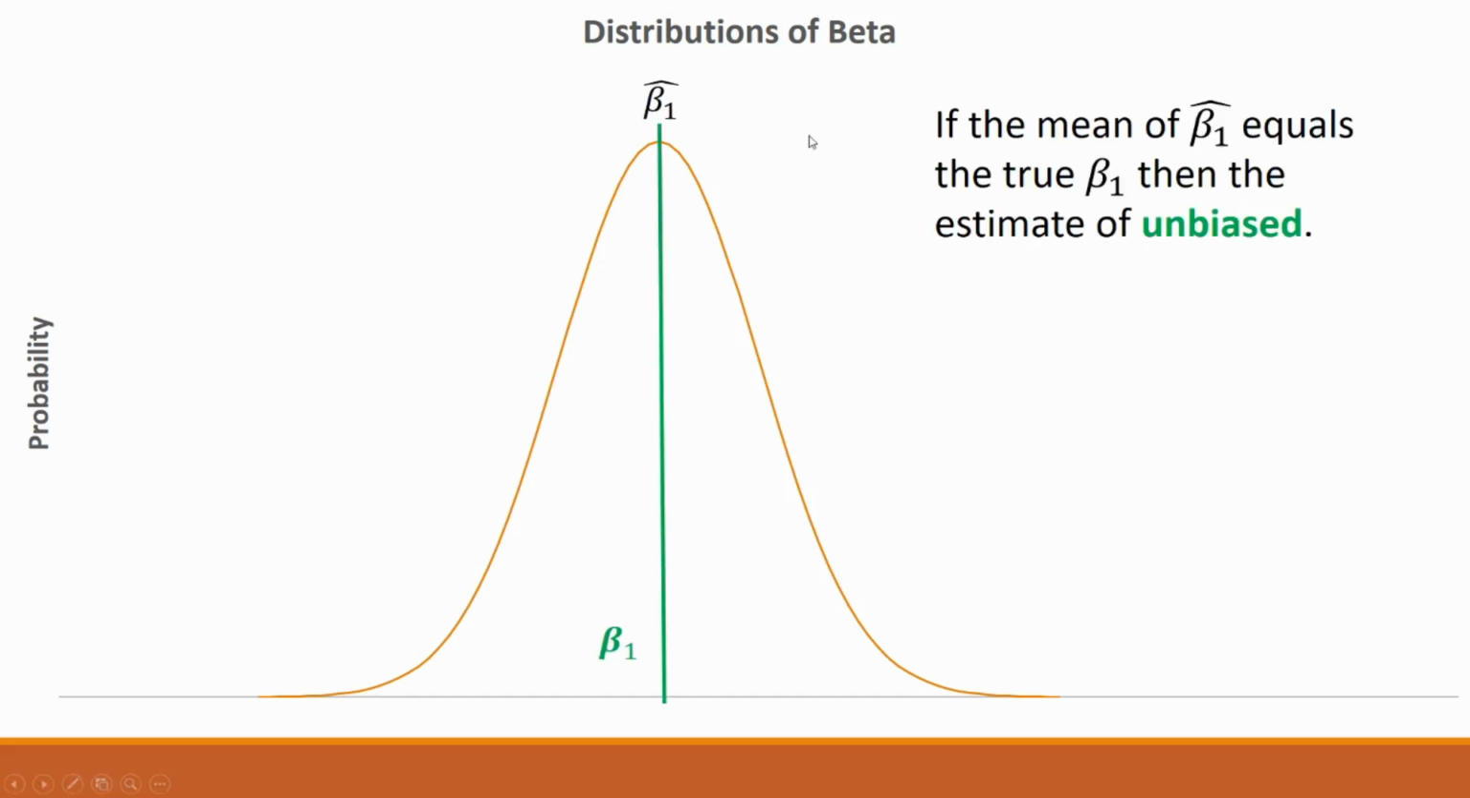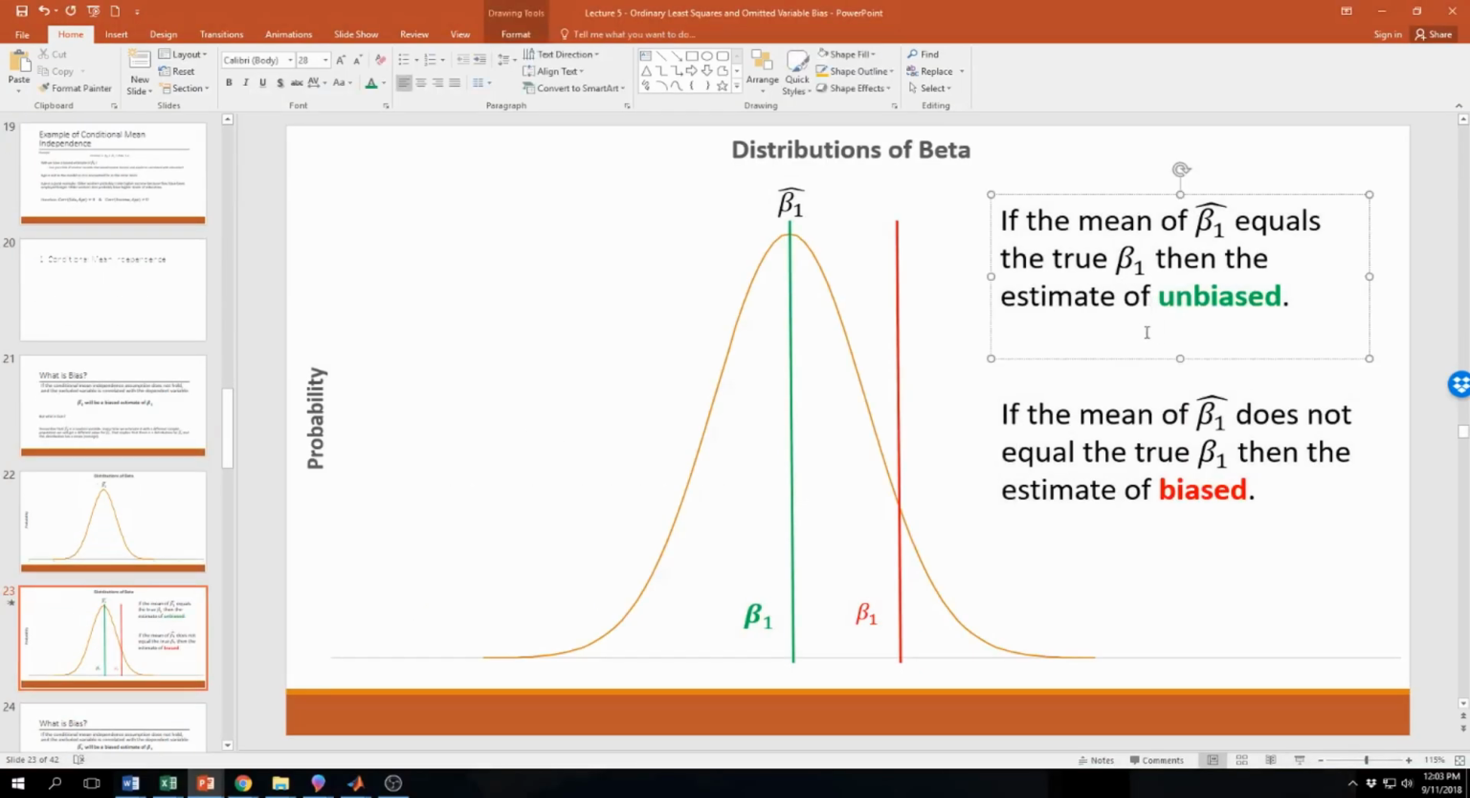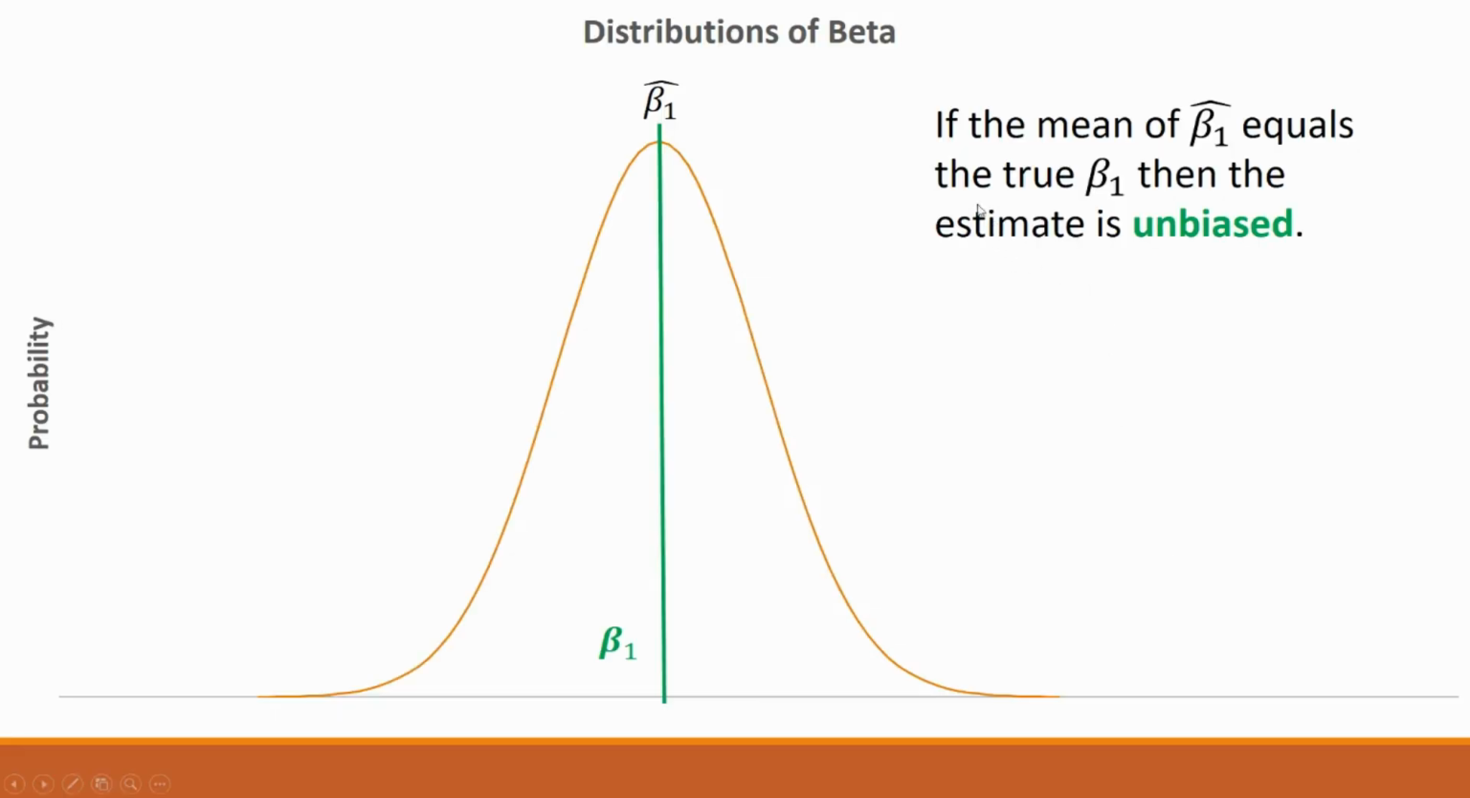Well, if the mean of beta 1 hat equals the true beta 1, then the estimate is unbiased. Just a little typo here. If you remember with our sample means, every time we collect a data set, we have a sample mean.